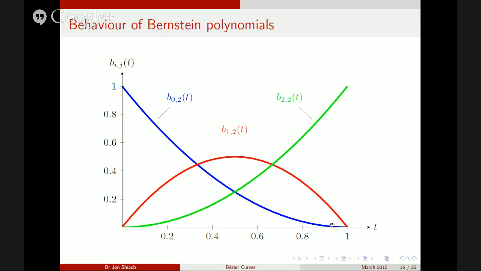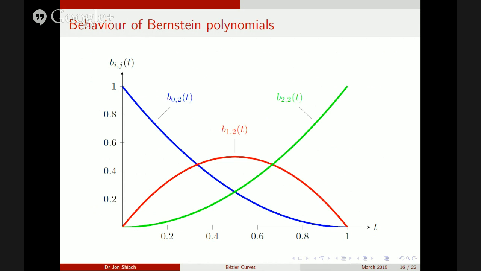The horizontal axis here is t. So t goes between 0 and 1, and the Bernstein polynomial also goes between 0 and 1. So when t is 0, what this means is we have 1 times our first control point plus 0 times our second control point plus 0 times our third control point. So when t is 0, our Bezier curve is at the first control point.